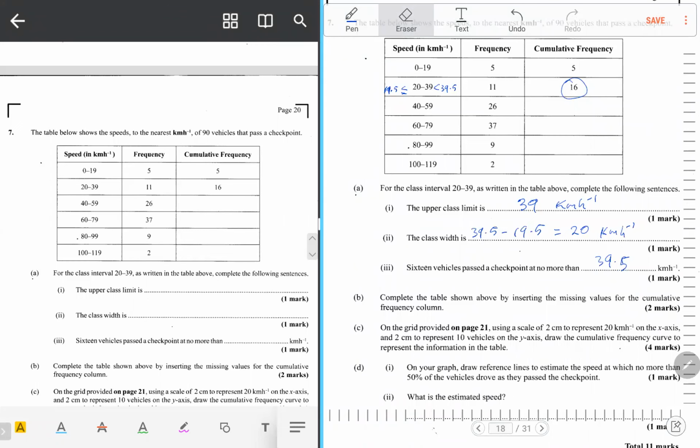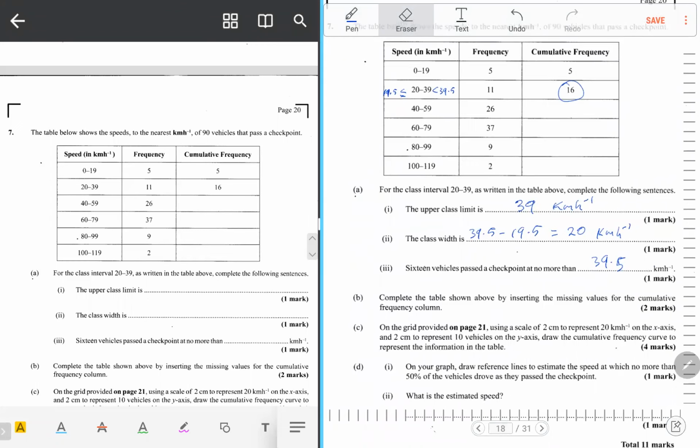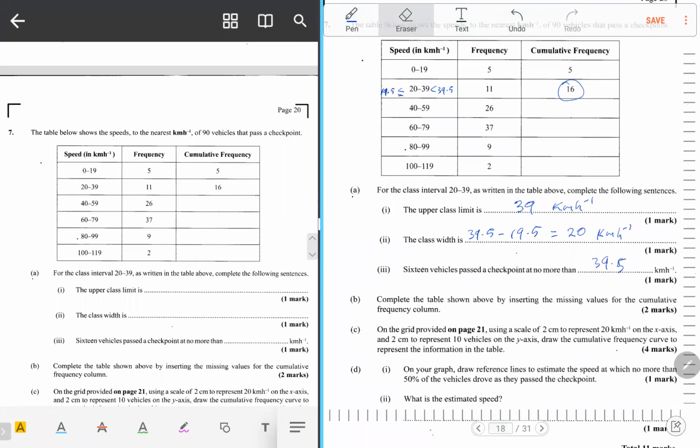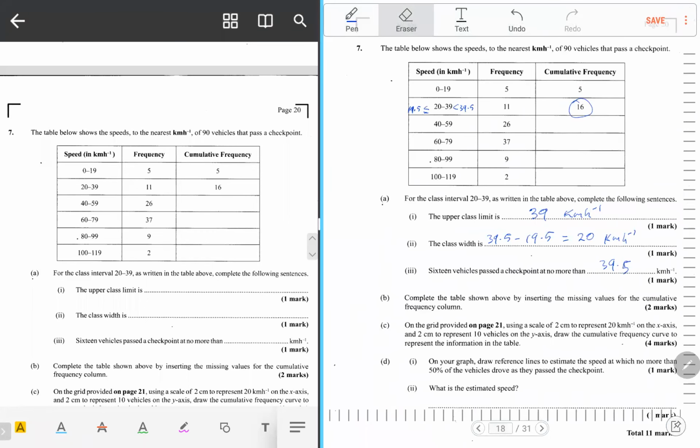complete the table shown above by inserting cumulative frequency. So we're basically completing this cumulative frequency column. You're adding up how many vehicles you have as you go along. So the next one is going to be 16 plus 26, so we're going to have 42. Then you put the next set of vehicles, which is 42 plus 37, and so you now have a total of 79.